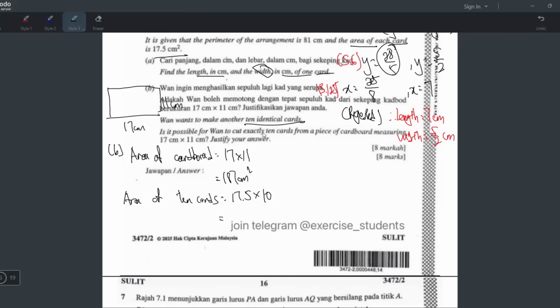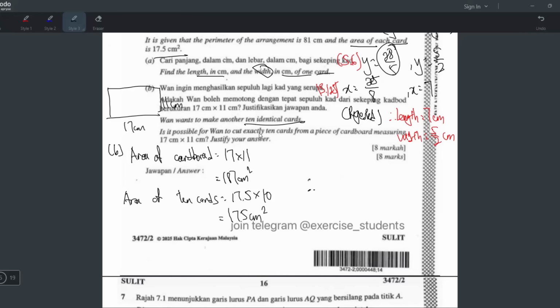Because he's planning to cut 10 cards. So you get 175 cm square. Now you know already whether it's possible or not. The area of 10 cards is 175, and the cardboard total area is 187. So the answer is yes.